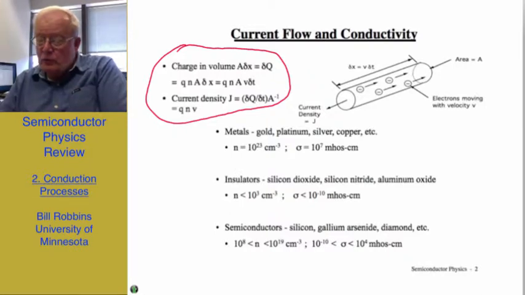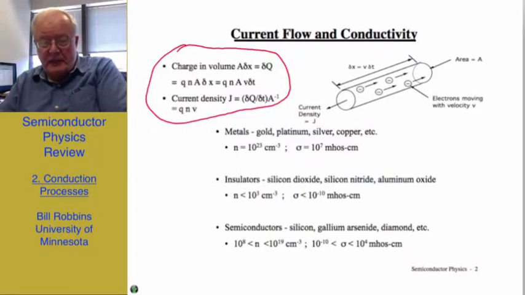In metals such as gold and platinum, aluminum, and other metals, the number density is very large, on the order of 10 to the 19th to 10 to the 23rd per cubic centimeter, and the conductivities are correspondingly high, 10 to the 7th ohms per meter. Insulators, on the other hand, like silicon dioxide, silicon nitride, and others, have very low free carrier densities. I've arbitrarily picked a dividing line of 10 to the 3rd per cubic centimeter. For low and high resistivity materials, such as silicon dioxide, the number is often less than 1 free carrier per unit volume, and the corresponding conductivities are very small.